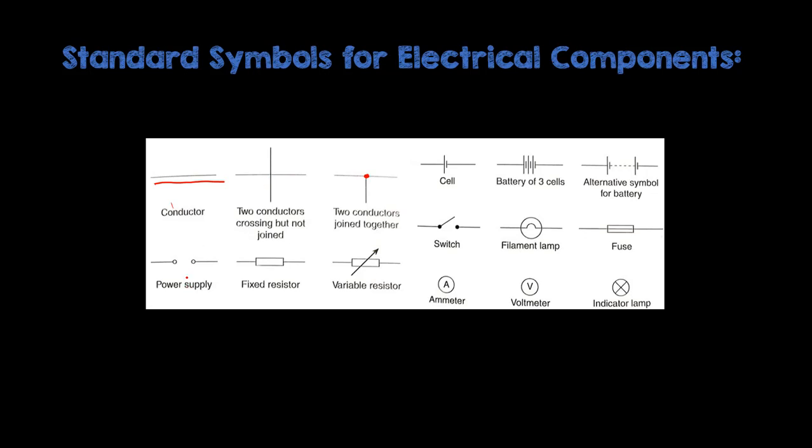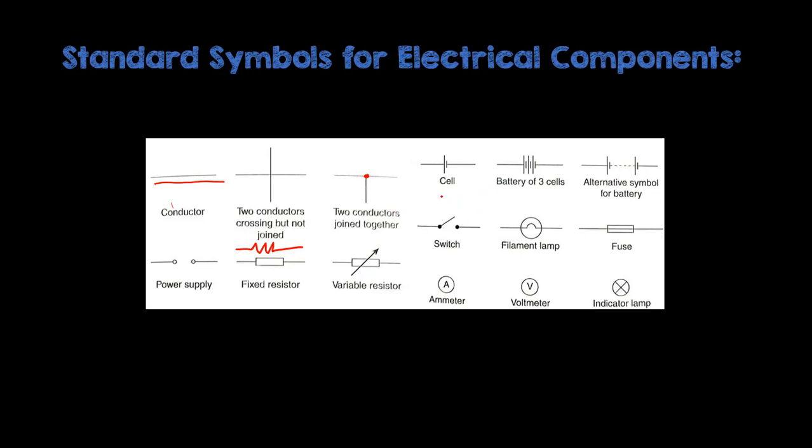Next one is power supply. This is the representation for power supply. Fixed resistor. There is another symbol for fixed resistor, which is this one. Yan. So, pagpasensya nyo yung drawing. But, this one is the one that we will be using most of the time. So, this fixed resistor. Next one is variable resistor. So, this is a symbol for variable resistor.